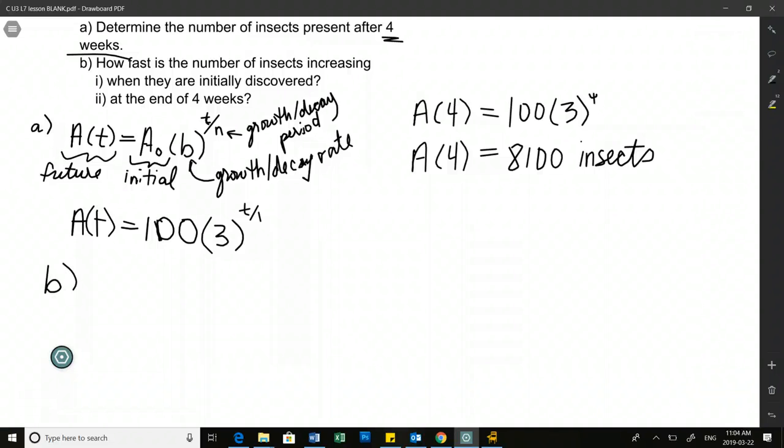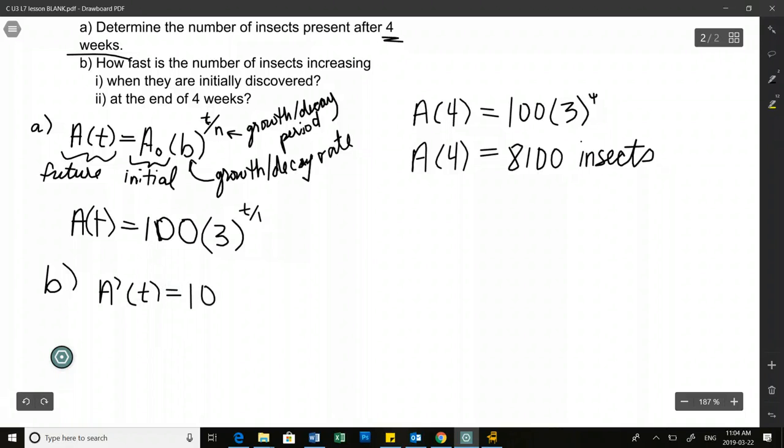How fast is the number of insects increasing when they are initially discovered and at the end of the 4 weeks? So we want the rate of change in population. And when I think rate of change, I want to think derivative. That is what the calculus we're studying is based around: find instantaneous rate of change at a certain point. So I need to find the first derivative of this function, which requires some of the knowledge we learned today. Constant multiple rule, so that 100 is just going to hang out here.